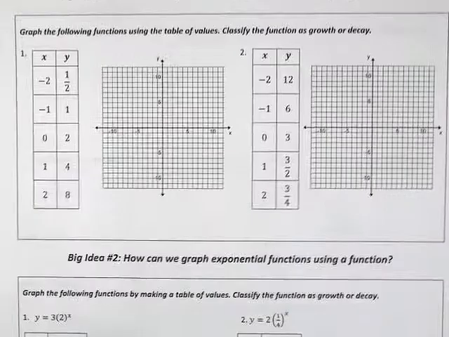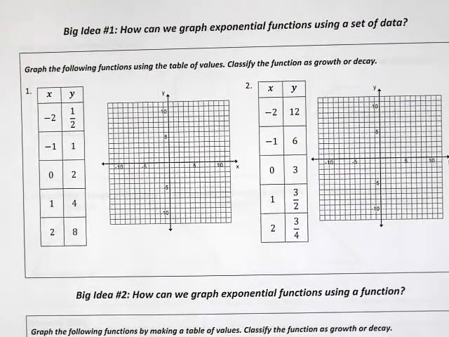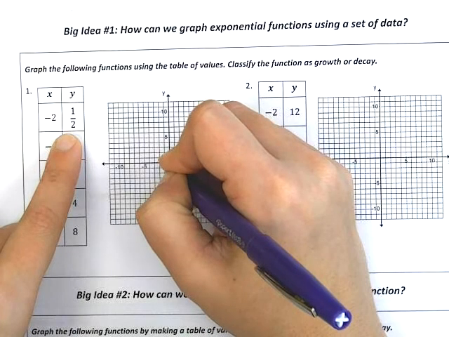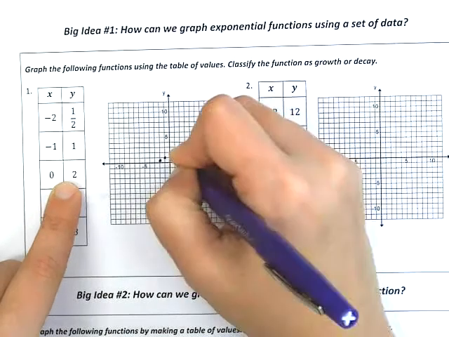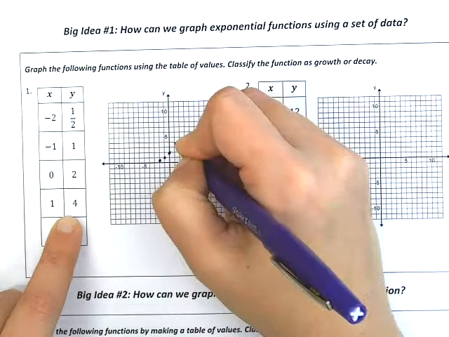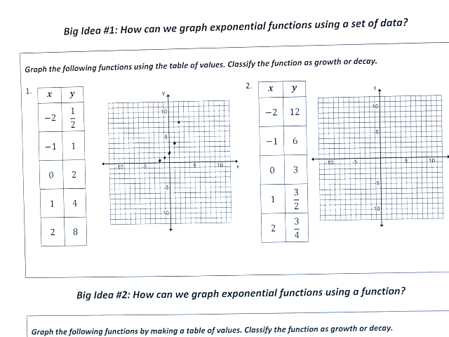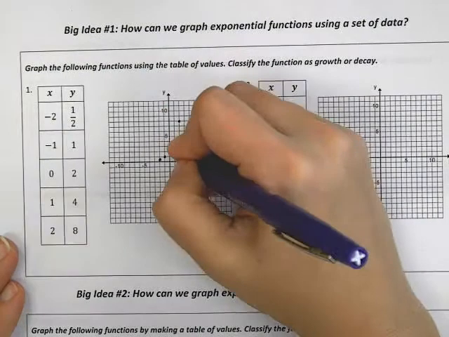Now let's take a look at making some of these graphs ourselves. So how can we graph an exponential function when we have a set of data? I think what you're going to find is this is very similar to what we did today in class. So if I give you these data tables, how do you graph them? Well, just like we would normally make a graph, we're going to use these ordered pairs. So left 2 up 1/2, left 1 up 1, over 0 up 2, over 1 up 4, and over 2 up 8. Because this is not making a straight line, we know that it must be exponential.